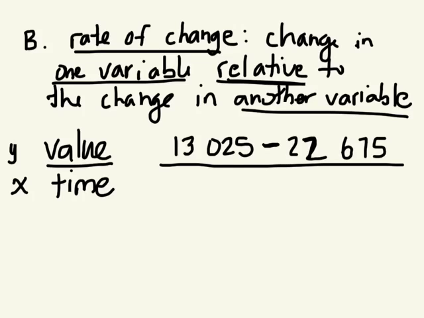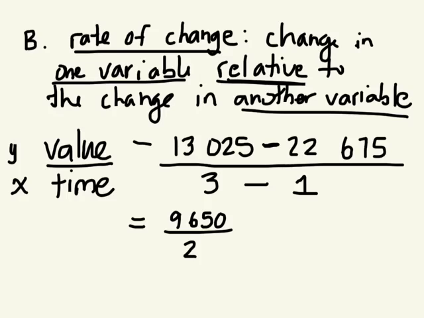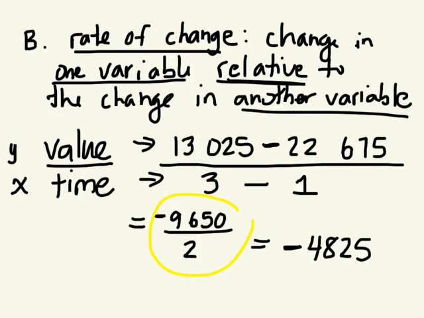Subtract. Okay, we're going to subtract the values and the years that it's changing from year 3 to year 1, right? Okay, so this value, subtract that value, is 9,650. 3 take away 1 is 2. Can we simplify this? This is a negative, by the way, right? So a negative divided by a positive is negative. What's the answer? Okay, negative 4,825. That's the rate at which this car is decreasing in value.